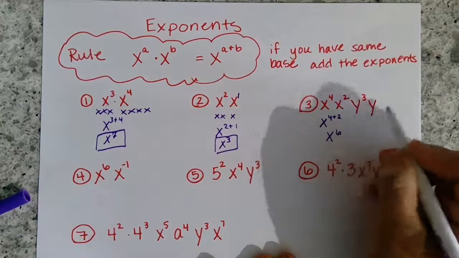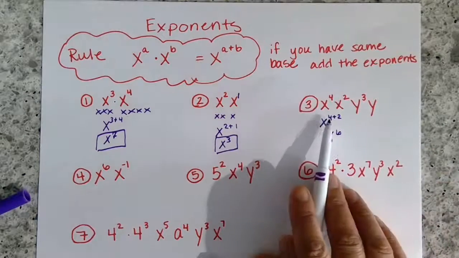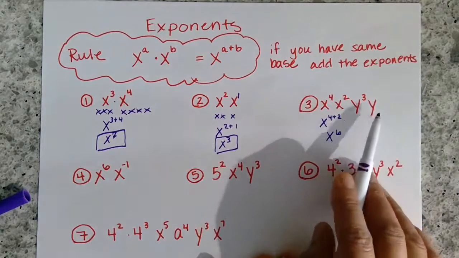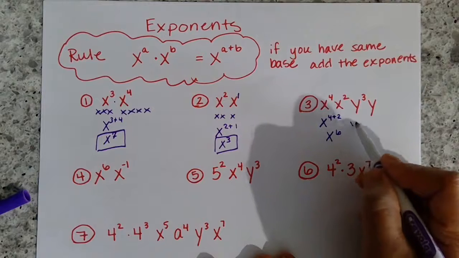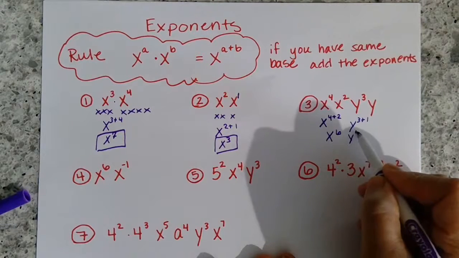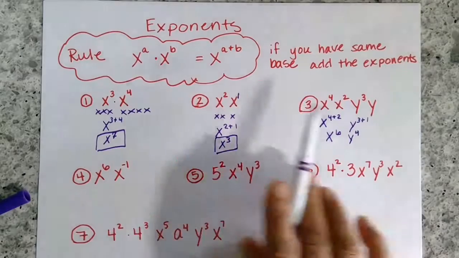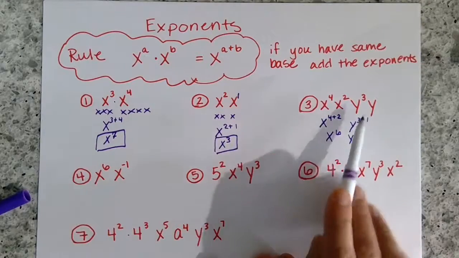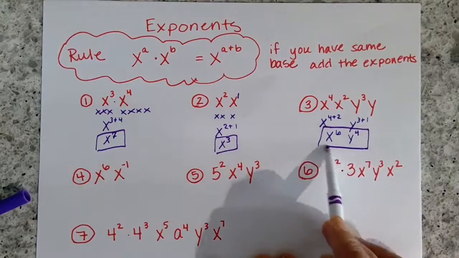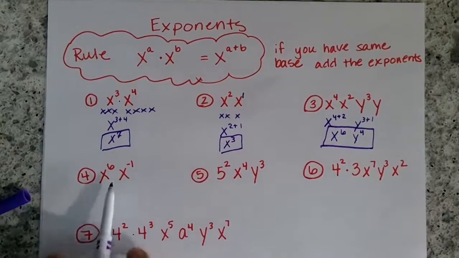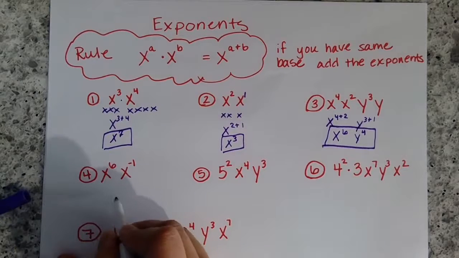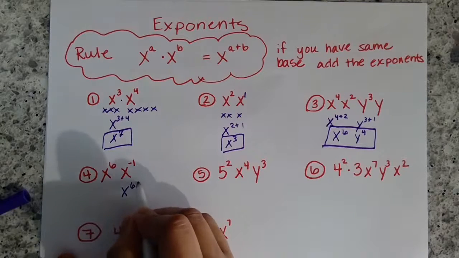Now, I can't add all of these exponents. Those two have the same base, so I'm going to add the x's, and then these two are y's, so I'm going to add the y's. Because you're combining your bases. So x and x is 6, y and y is 4. This one, the same thing, same base, add the exponents, 6 plus -1.